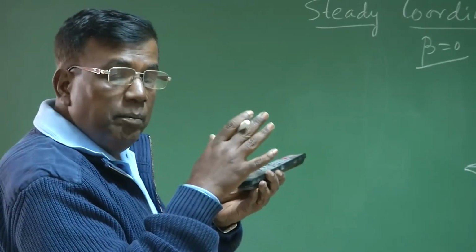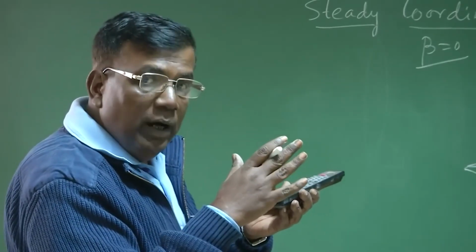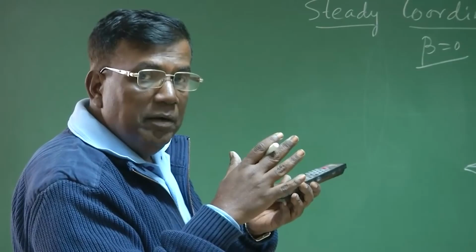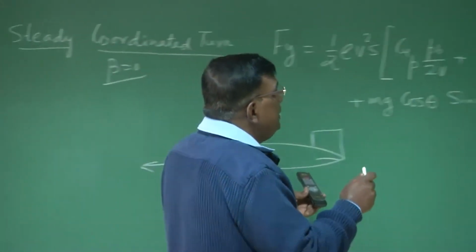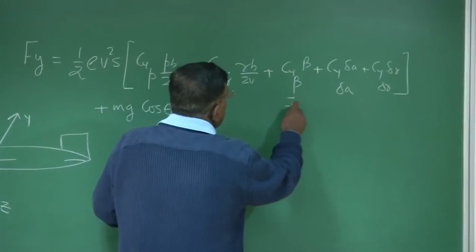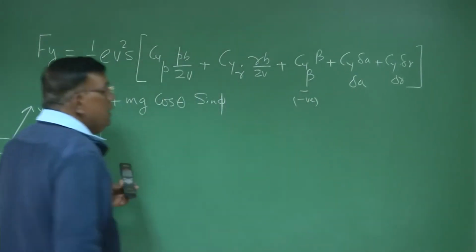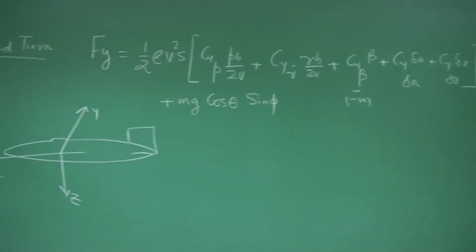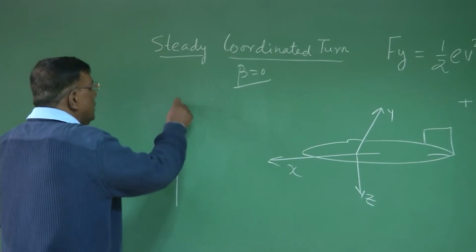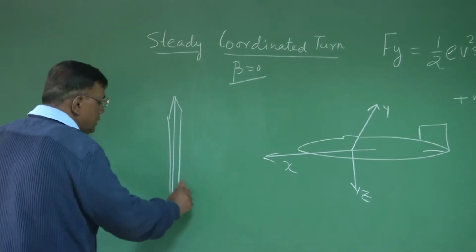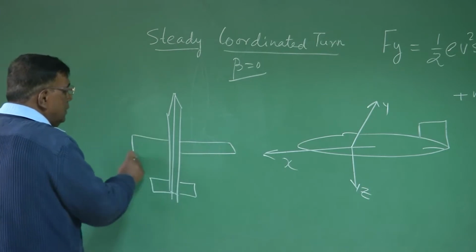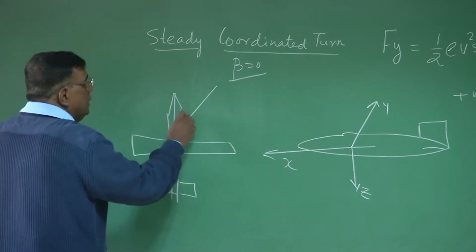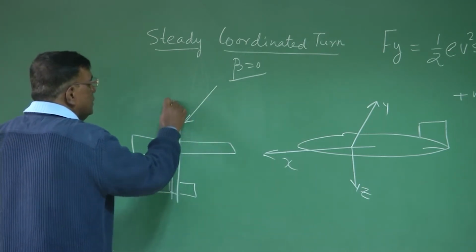Okay, so for a positive beta, Cy, which is a non-dimensional coefficient of Fy, will be negative. That is, I will say Cy beta will be a negative value. Right? Okay. And diagram-wise, if I write, this is my fuselage, this is the tail, this is the wing. If this is positive beta, let me draw an arrow.